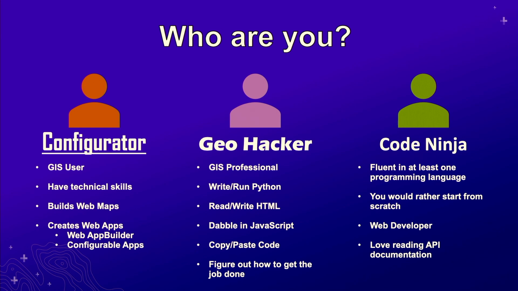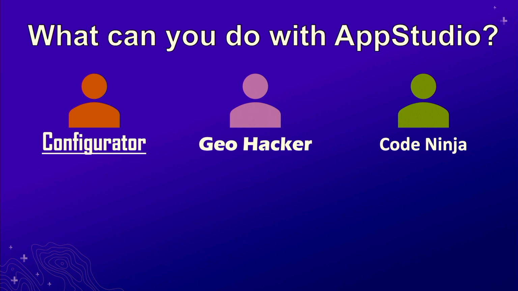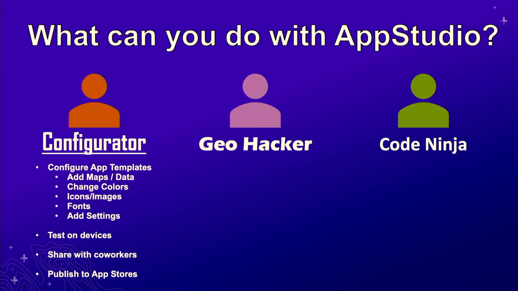So think about where you fall in these three different personas, and maybe you're in between two. I think I'm in the middle of two of those there. But let's now talk about what you can do with AppStudio at these different levels. Well, a configurator can obviously configure a template, like Erwin just showed. So connect your maps and data, change the colors, the icons, the fonts, different settings on your app. Test those on different devices, and then you can share those apps with your coworkers.